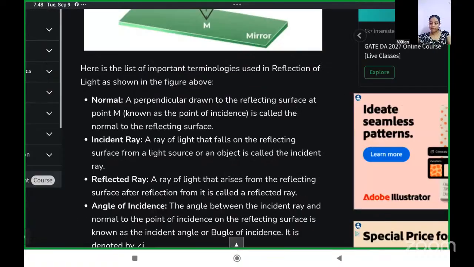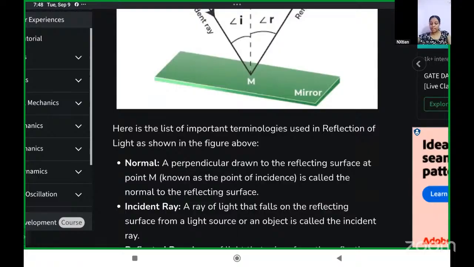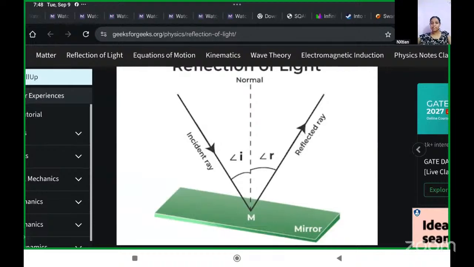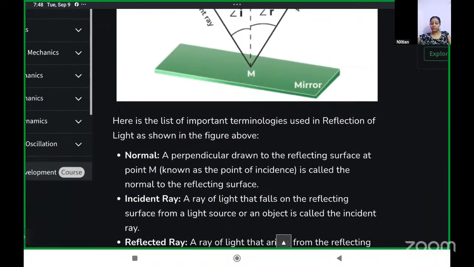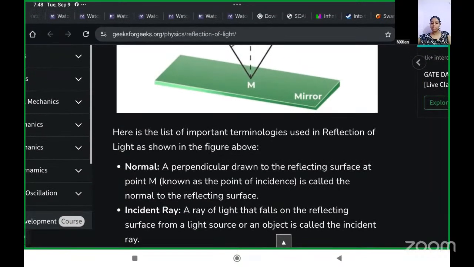Normal is a perpendicular drawn to the reflecting surface at point M. Can you see that in the center a dotted line is there? That is known as your normal. Point M, known as the point of incidence, is where the normal is drawn to the reflecting surface. Mirror is the reflecting surface below.